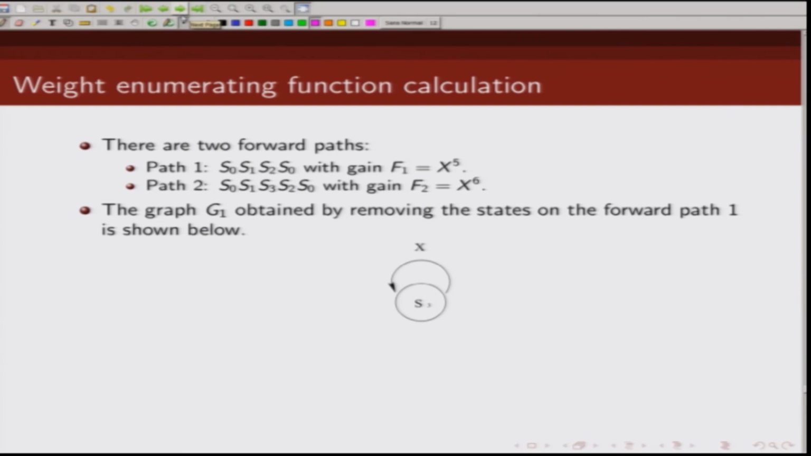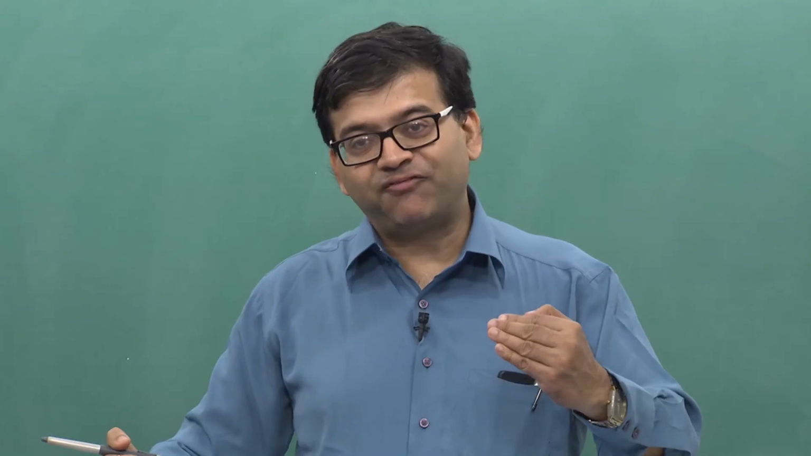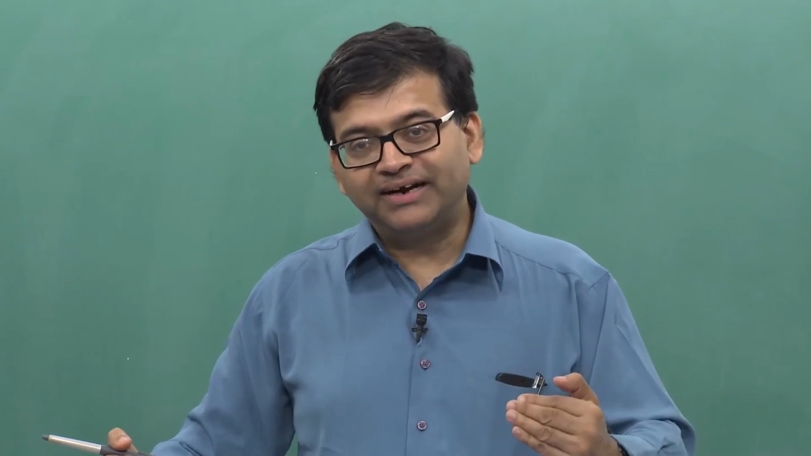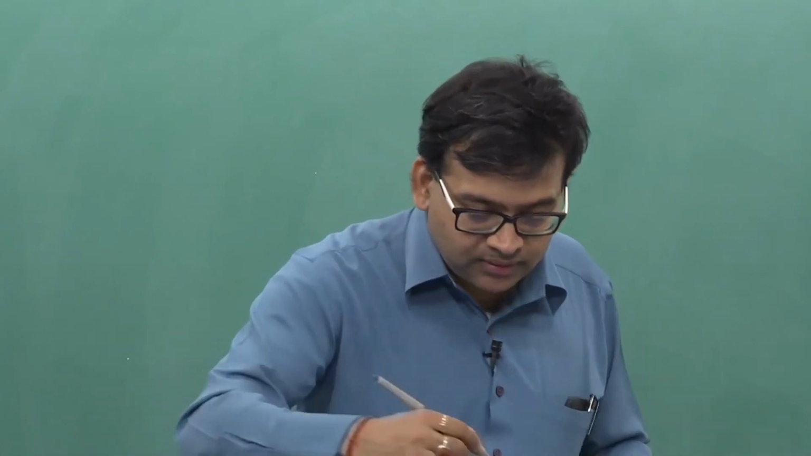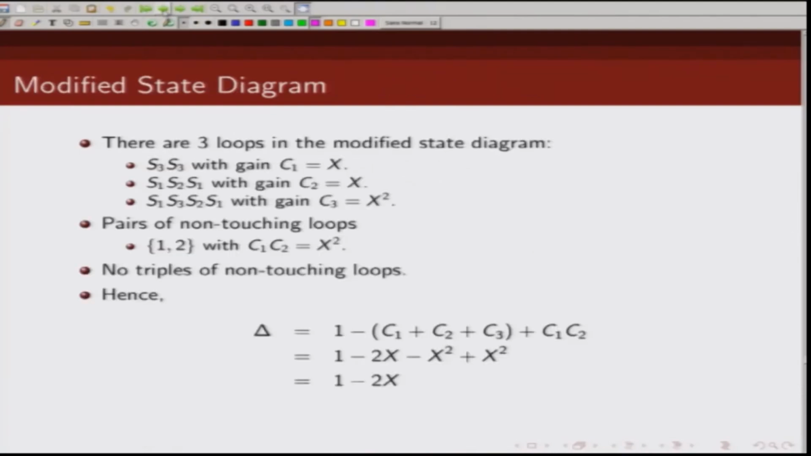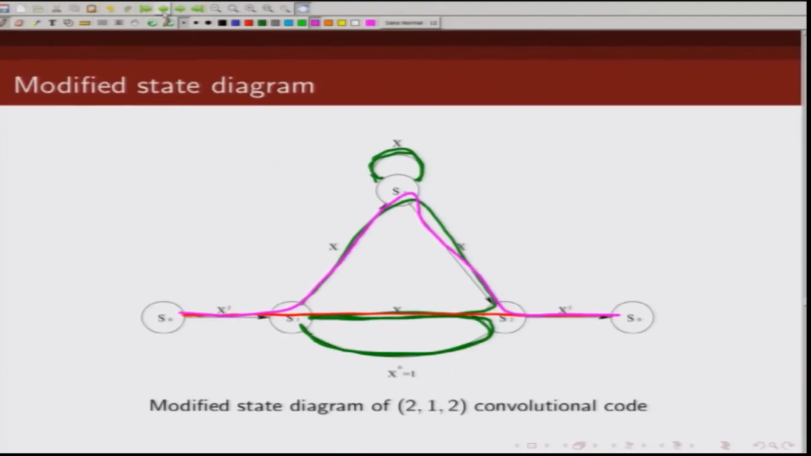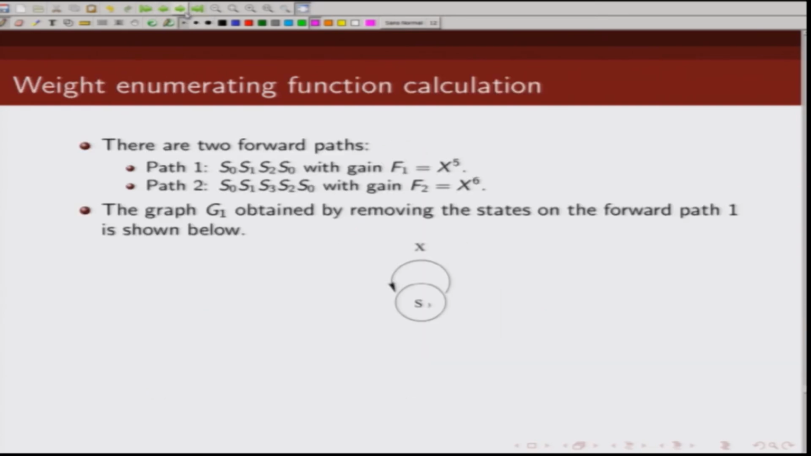Now, what is the next step? We need to remove the forward path and see what is the graph remaining, and we need to compute the delta corresponding to that. Now, again let us go back to the same diagram. If I remove this forward path, what is left in the graph? Only this node. So, only this is remaining. And what about if I remove this forward path? If I remove this forward path, everything is gone, there is nothing left in the graph.